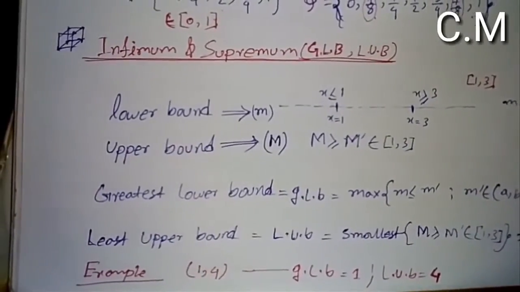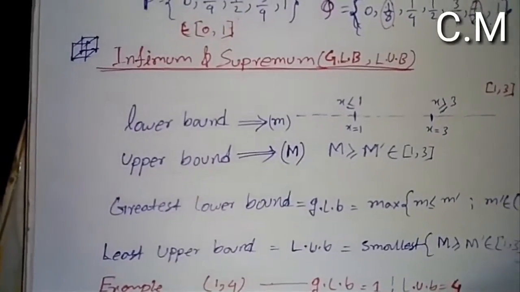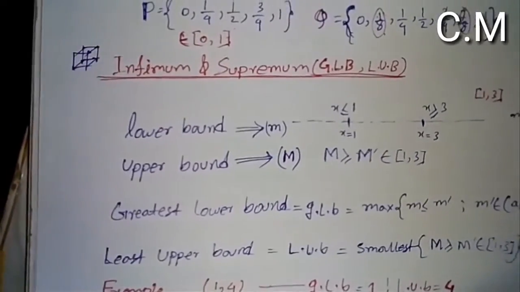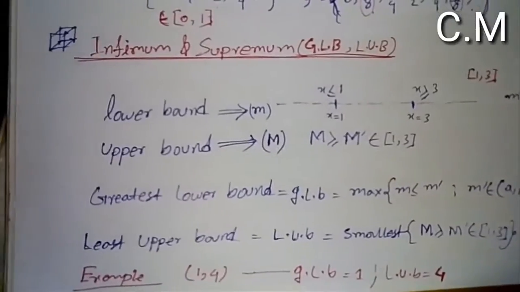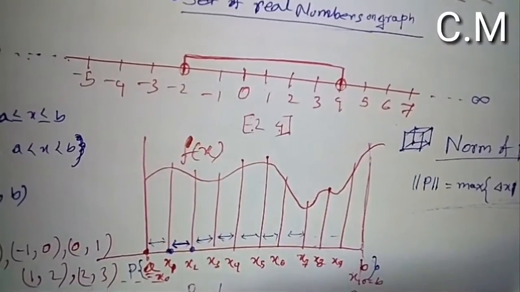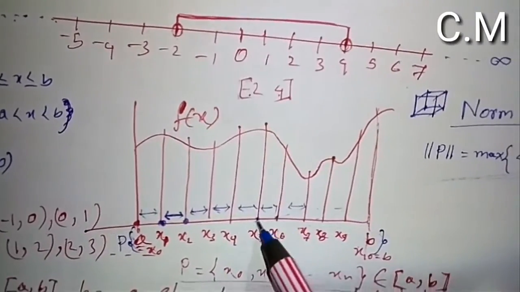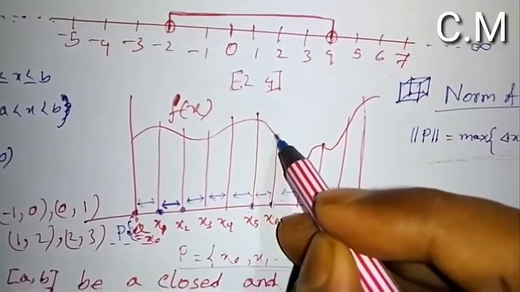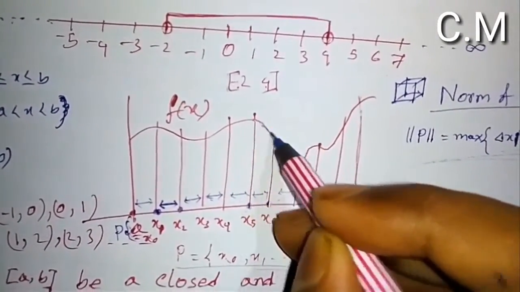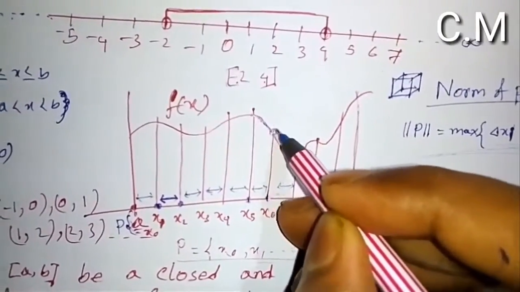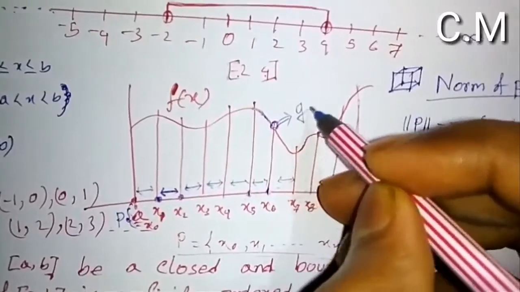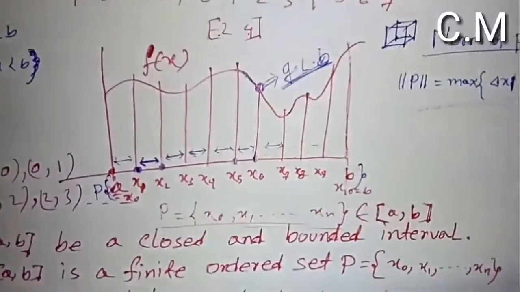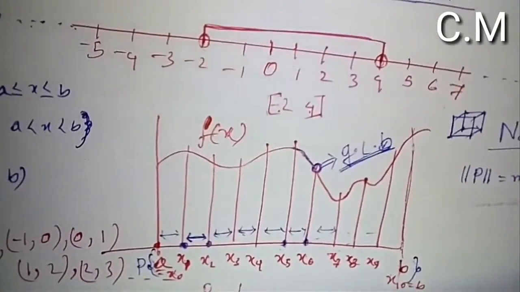Next we need to know what infimum and supremum are. Infimum is called GLB for short and supremum is called LUB for short. GLB means greatest lower bound and LUB means least upper bound. This is a subinterval of the partition P. What is the GLB here? The GLB is the lowest value of the function over here. This is called the GLB, the greatest lower bound.